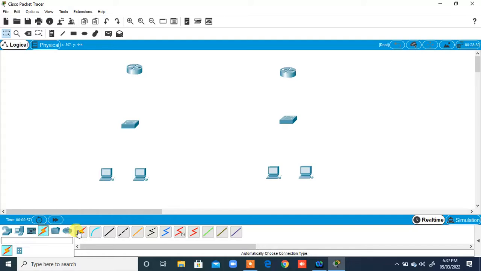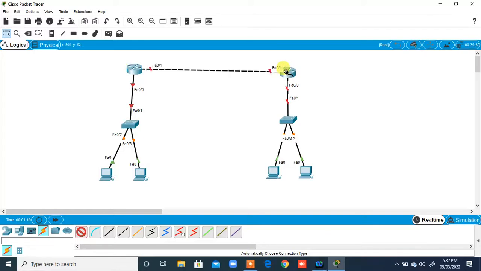Let me connect this automatic cable for the communication. Same thing I am going to do here also. And I am going to connect my routers also. Right, so this is the diagram basically.